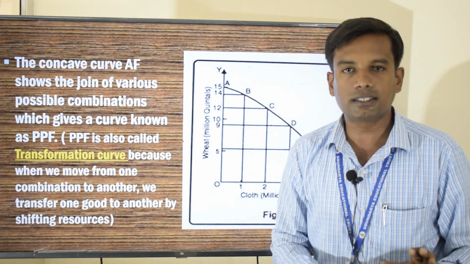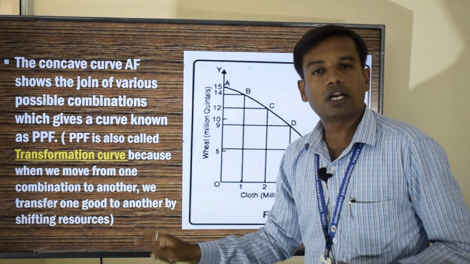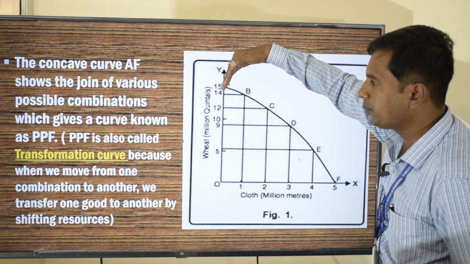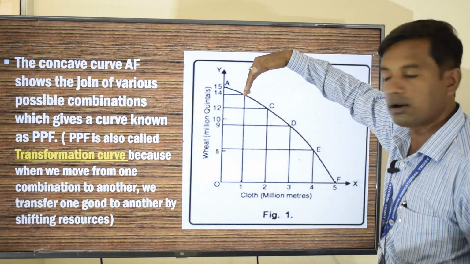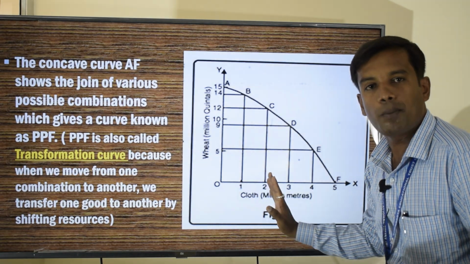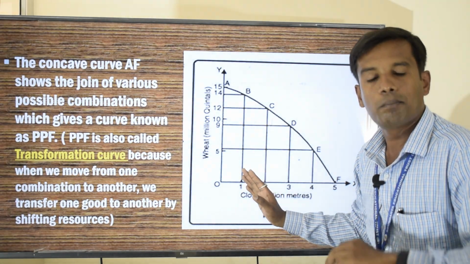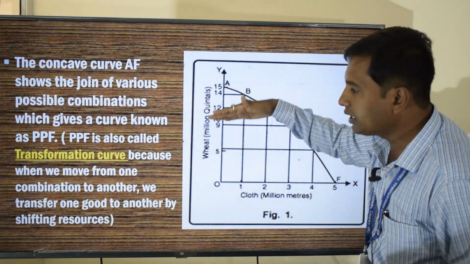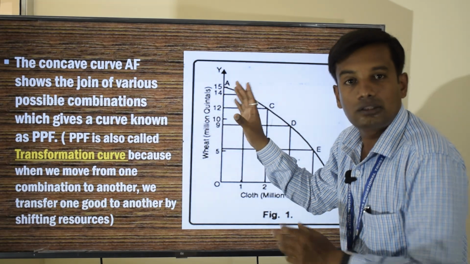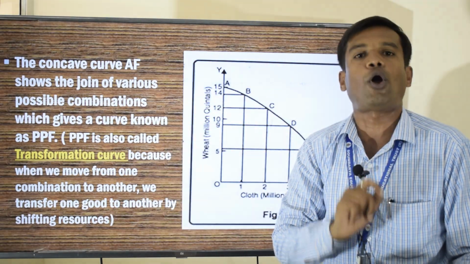Simple. Are you getting the answer? Why do we call PPF as a transformation curve? See, just observe the diagram here. I am moving from A combination to B combination, B combination to C combination, which means I am increasing one particular product in the production. So cloth production I am increasing, but that side I am reducing the production of wheat, which means what I reduce here, these resources I am transferring to produce the other product.